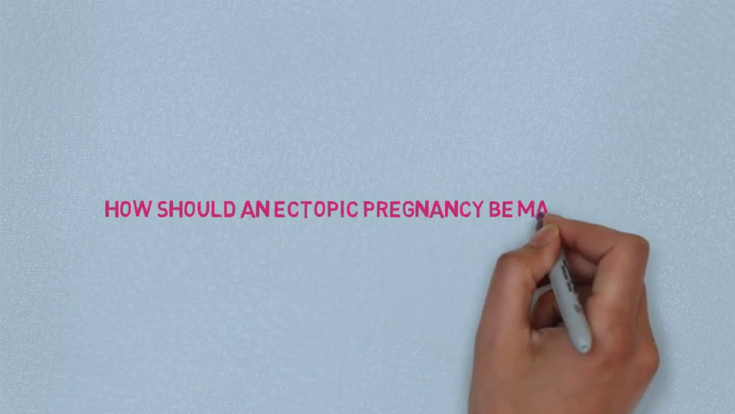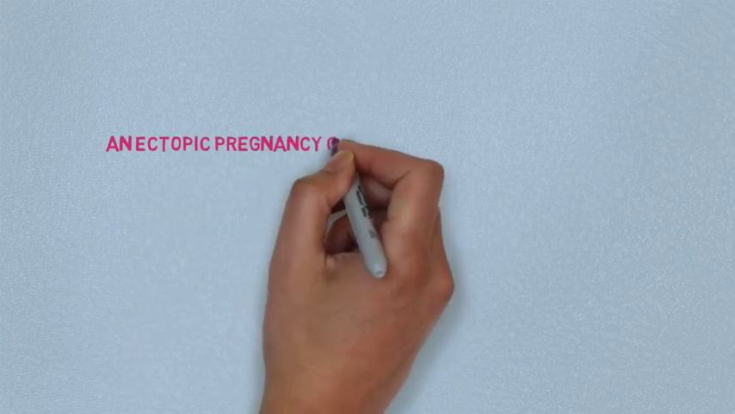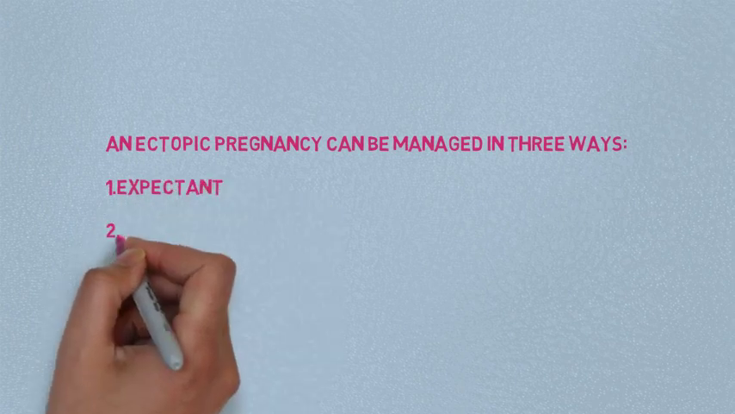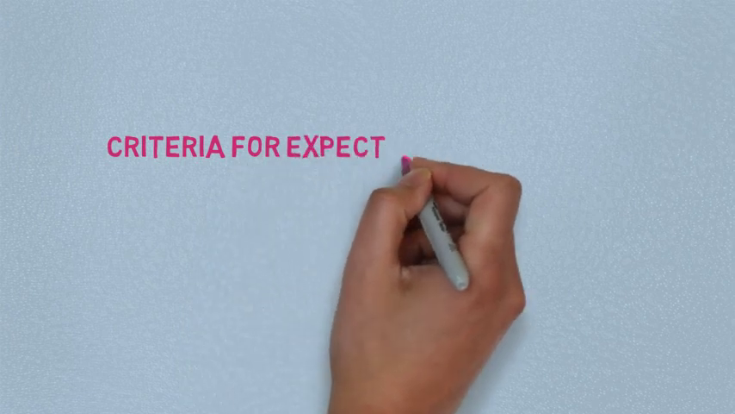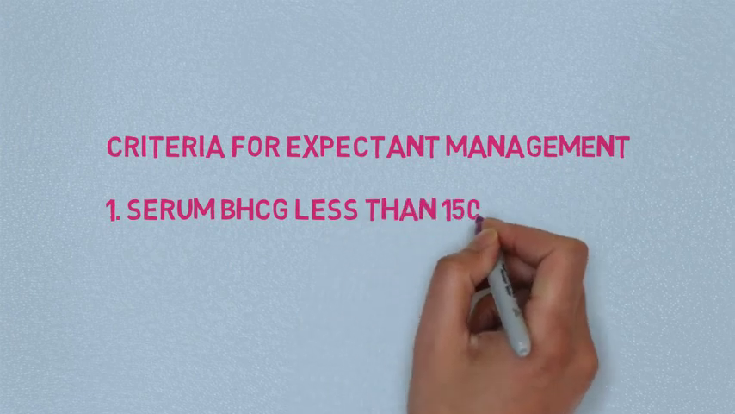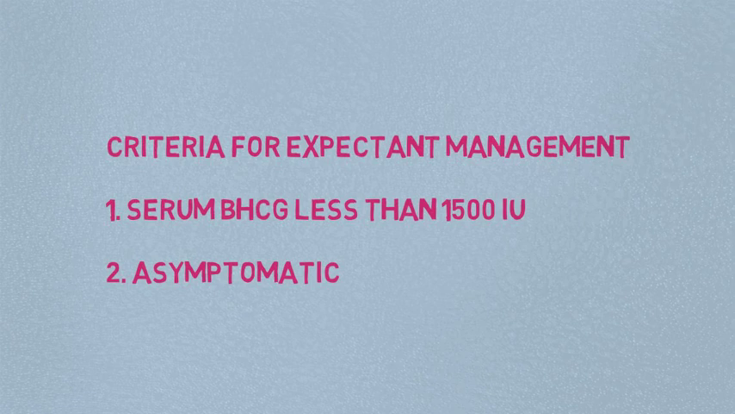So now you've confirmed ectopic pregnancy, how should this be managed? Well, there are three key ways in which ectopic pregnancy is managed: expectant, medical and surgical. So you may consider expectant management, and this is based on the fact that some ectopic pregnancies naturally self-resolve. These patients have very low serum beta HCG, normally less than 1,500 international units, and they're asymptomatic.